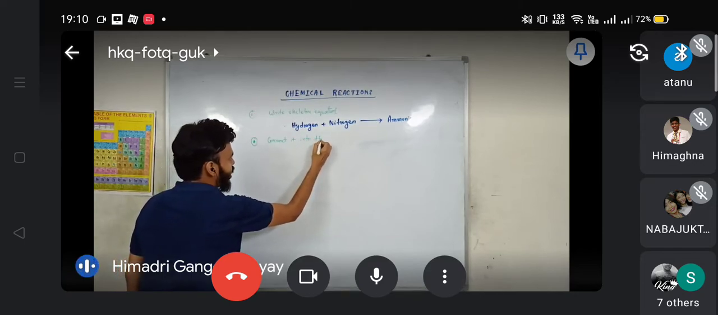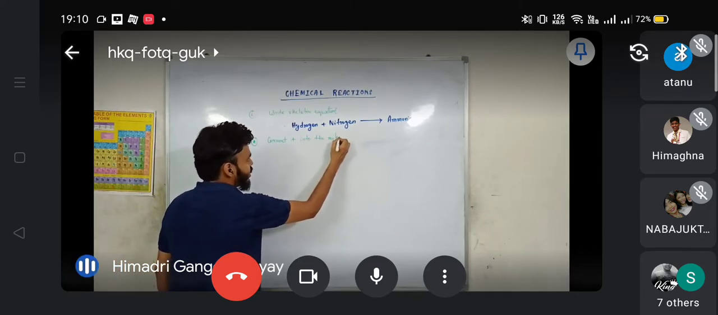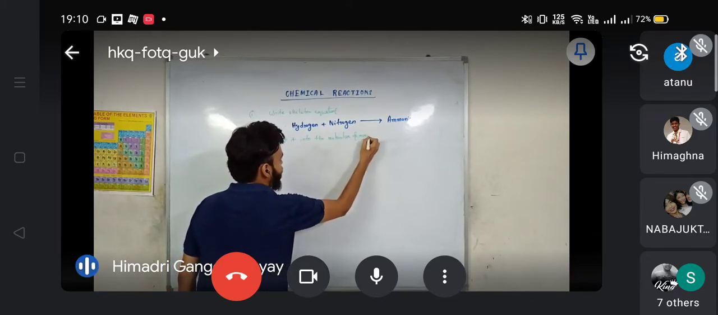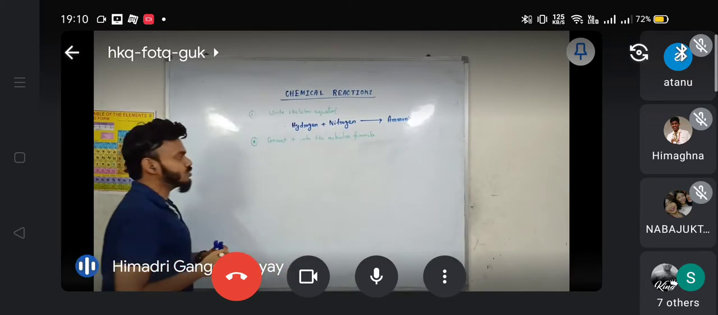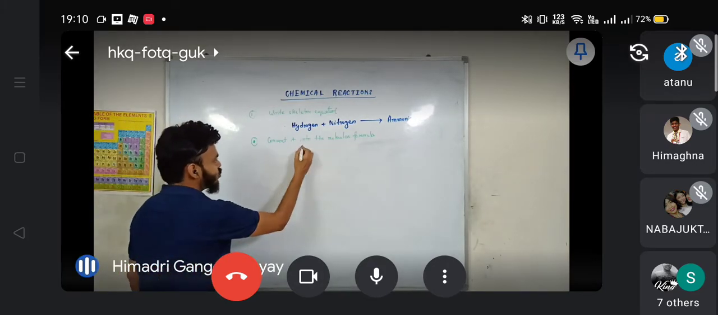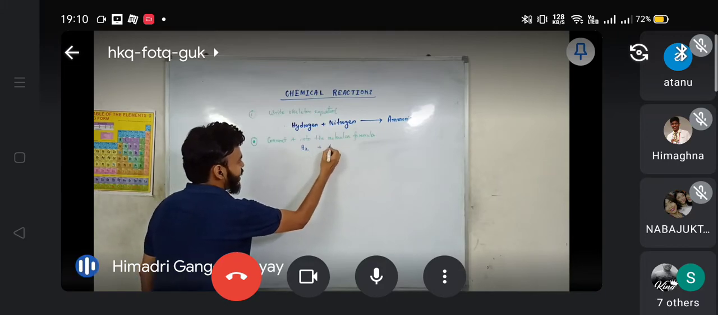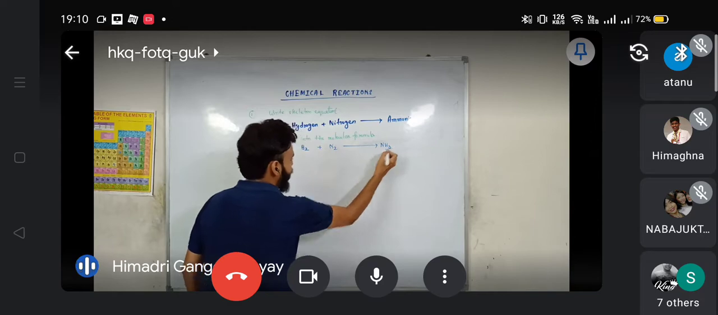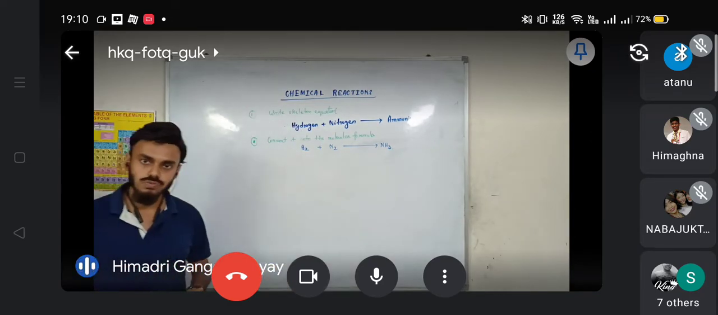Okay. The second step will be to convert it into the molecular formula from the skeleton formula. That means we have to convert hydrogen from the word to H2 plus N2, and it will give us ammonia gas. Okay, this is step number 2.